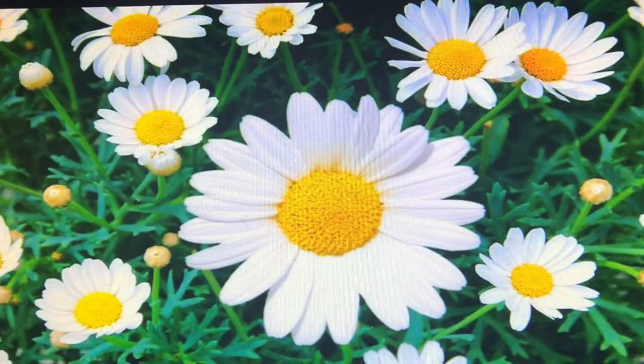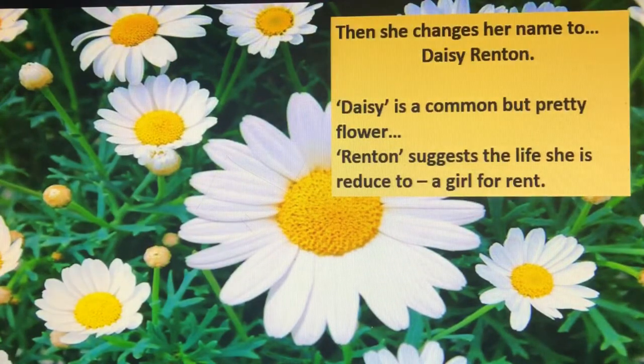As we know though, she changes her name to Daisy Renton. Daisy is a common but pretty flower, and Renton suggests the life she is reduced to, a girl for rent.